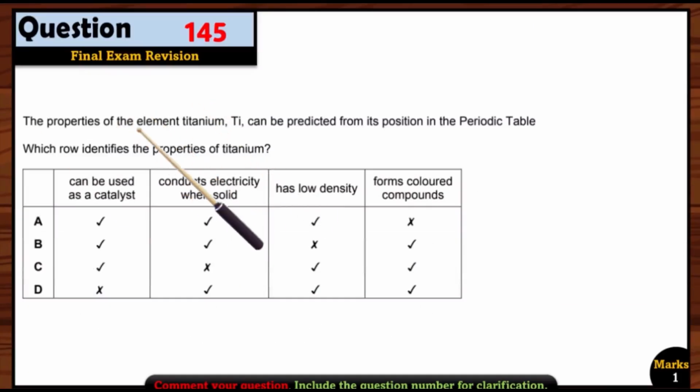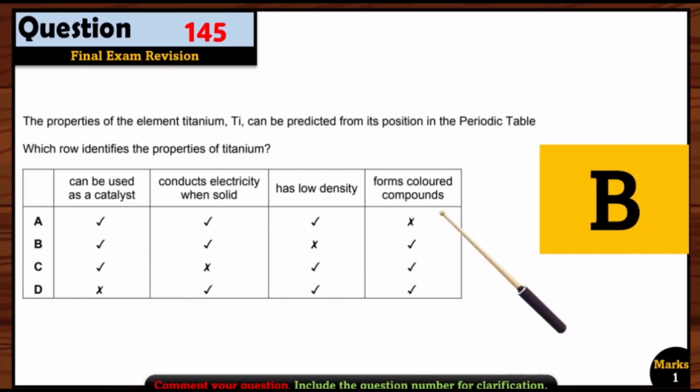Question 145. The properties of the element titanium can be predicted from its position in the periodic table. Which row identifies the properties of titanium? So if you look at the periodic table, titanium is in the middle of the periodic table. It means it's a transition element. So it can be used as a catalyst, yes, right. Conducts electricity when solid, yes, right. Low density, that's wrong. So that's why option B is the right option here.